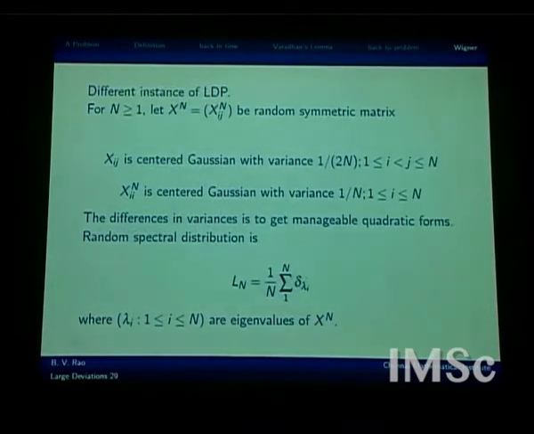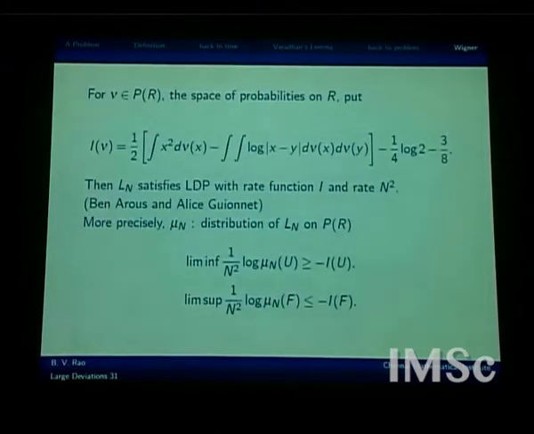Ln is not a real valued random variable, but it is a PR valued random variable. Therefore, you have a distribution on PR. You have a sequence of probabilities on PR now. The beauty is this sequence of probabilities satisfies a large deviation principle. And what is that?